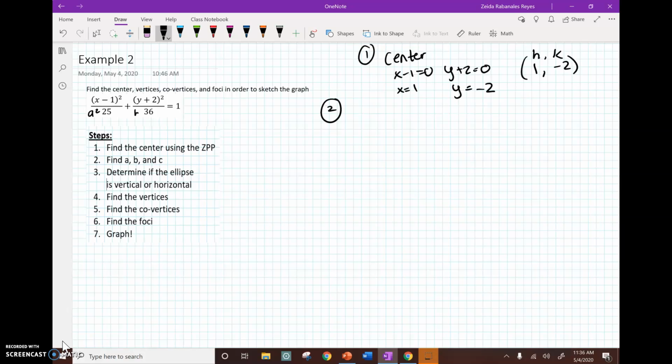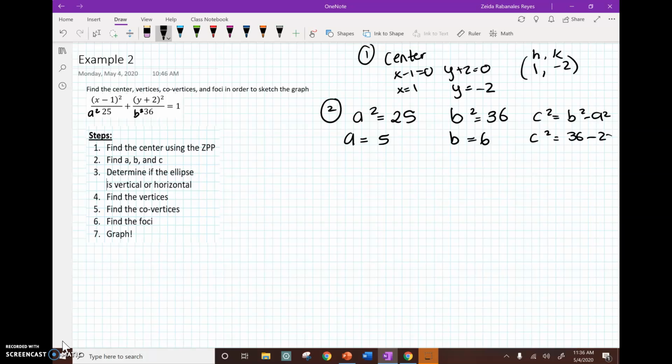This is a, that is b, so I know that a squared is equal to 25, b squared is equal to 36, a is 5 because we take the square root of both sides, and b is 6. Now we find c squared. This time is b minus a because b is bigger. So then 36 minus 25, which gives me 11, which gives me square root of 11.